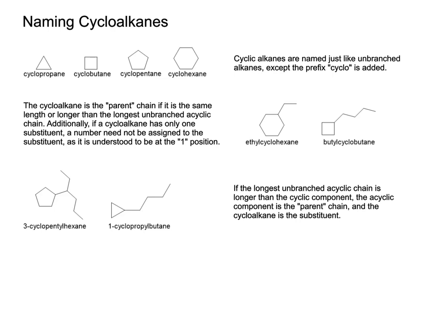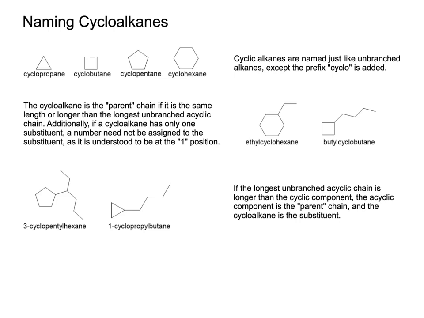Now, if the longest unbranched acyclic chain is longer than the cyclic component, the acyclic component is the parent chain, and the cycloalkane is the substituent. On the far left, we have 3-cyclopentylhexane. The cyclopentane has only 5 carbons, whereas the acyclic chain has 6. Hence, the hexane is the parent, and cyclopentyl, note we drop the ANE and we put a YL since it's a substituent, shows up at the 3 position on the parent chain.